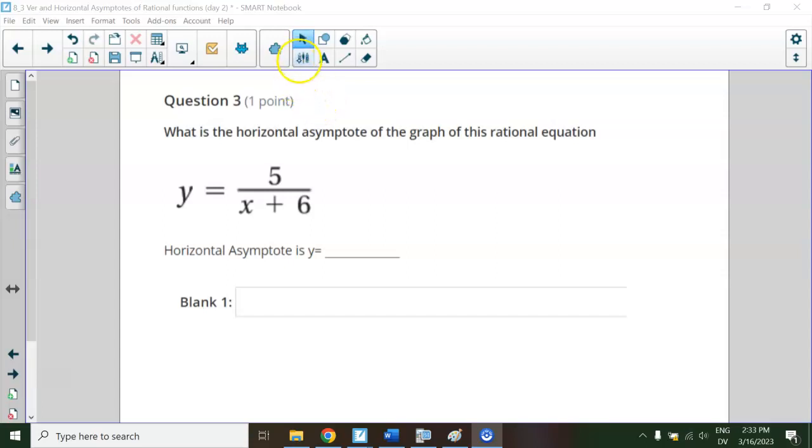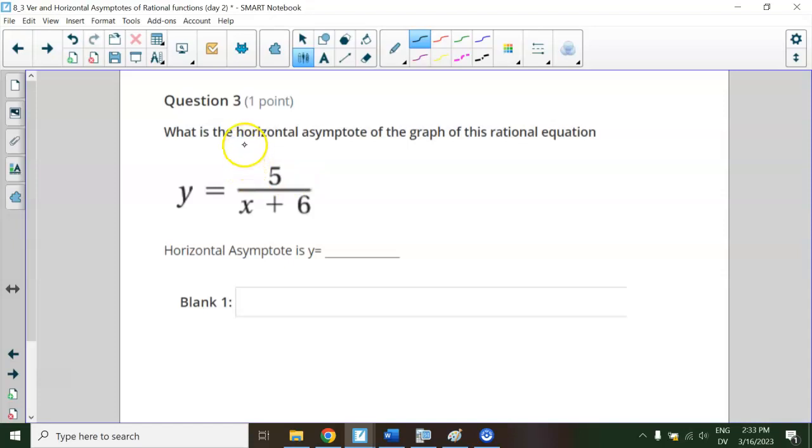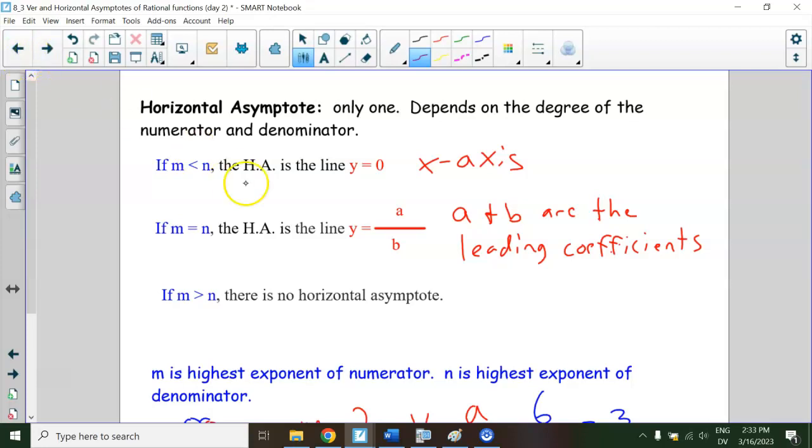All right, this is number 3 from homework 8.3 day 2, finding the horizontal asymptote. So remember there's both vertical and horizontal. And for the horizontal ones, you want to use the M-N chart. Okay, so what that looks like is basically M and N are the highest exponents.